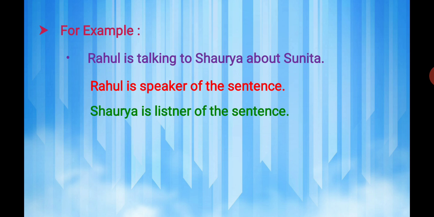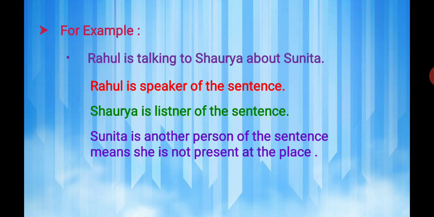Now, Rahul and Shaurya are talking about the third person. Who is it? Sunita. So, Rahul and Shaurya are talking about Sunita, but Sunita is not present at the time of the talking. So Sunita is the another person in the sentence. She is not present at the place where they are talking. Okay, so Sunita is a third person. Now you can understand what is the first person, what is the second person of the sentence, and what is the third person of the sentence. Have you understood? So let's move on.